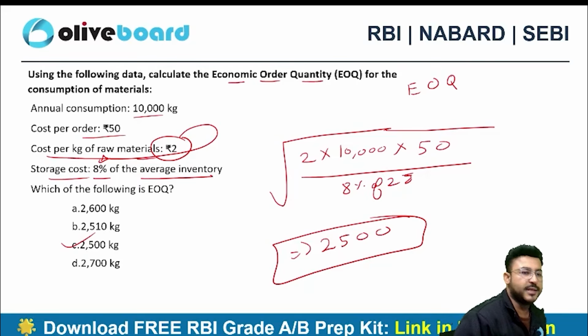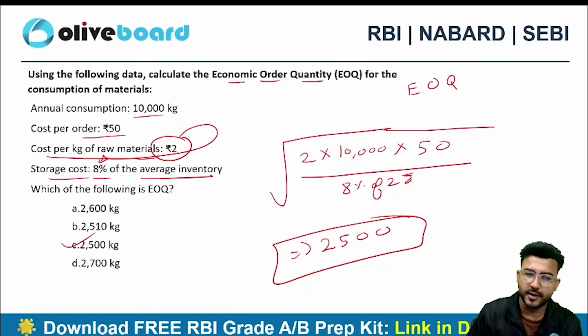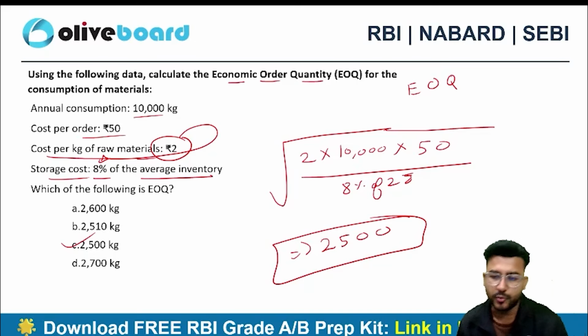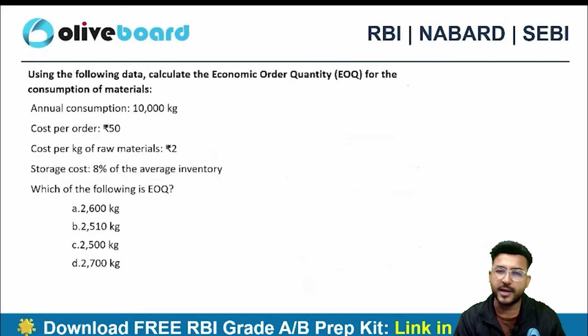2 multiplied by the annual consumption multiplied by the ordering cost per order divided by storage cost, which is nothing but 8% of 2 rupees. 8% of 2 rupees, 2500 will be the correct choice. In the examination, they will be giving you simple figures so that you can easily compute that without using calculators.